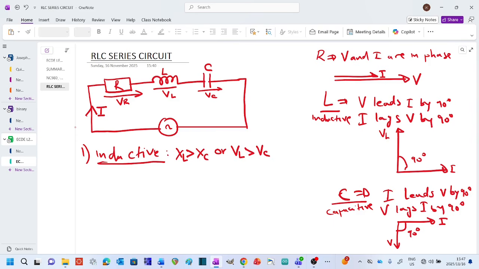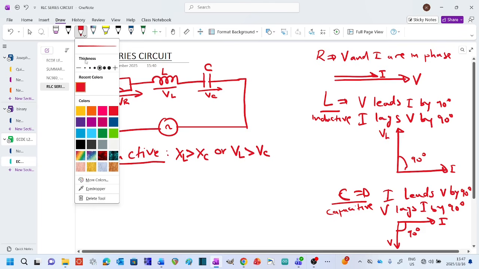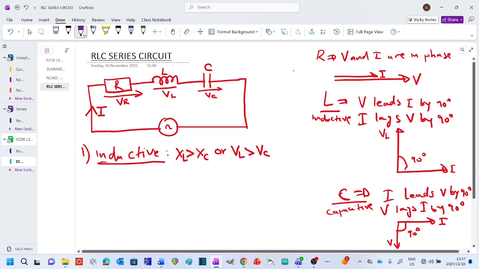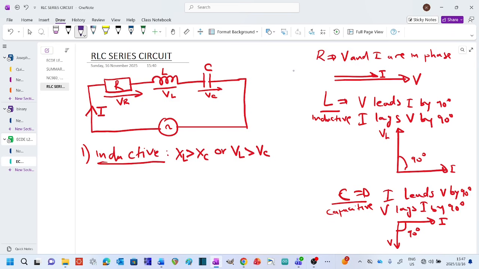What does that mean? This means that if the circuit is said to be inductive, the voltage drop that we're going to consider here for an inductive circuit is going to be VL minus VC. So that will be our vector there. When we are drawing the vector, our vector is going to be VL minus VC.